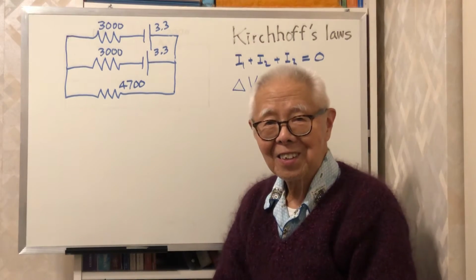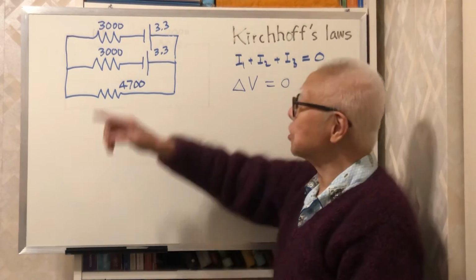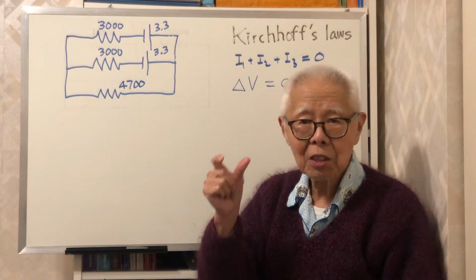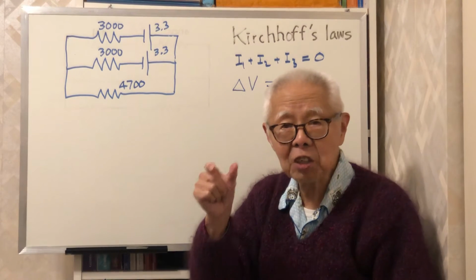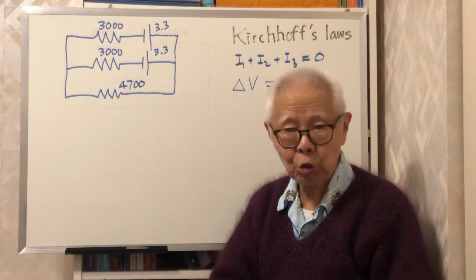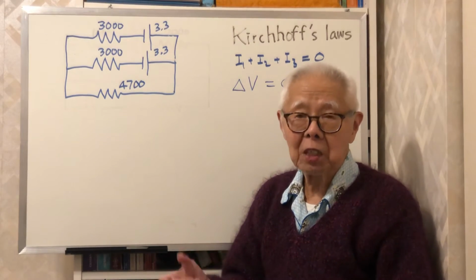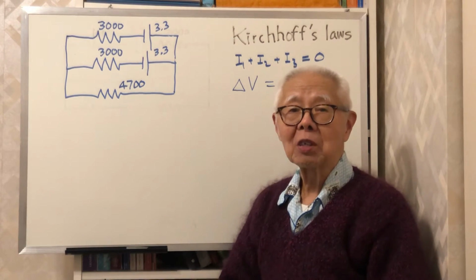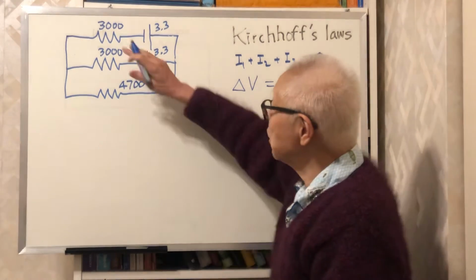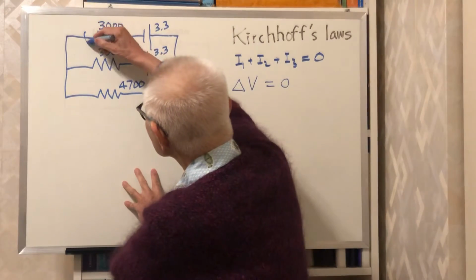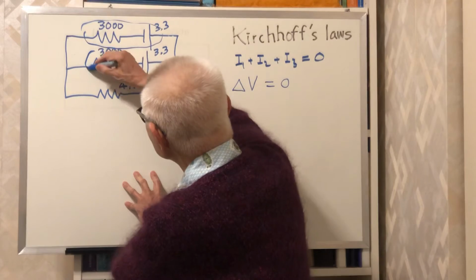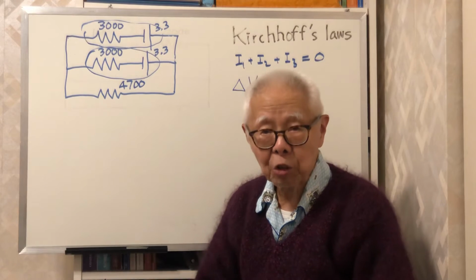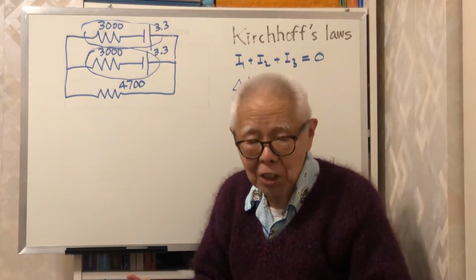Well, let's consider this way. Let's consider this 3000 is not a real resistor. The 3000 is the internal resistance of a battery. You know that a real battery has internal resistance. An ideal battery has no internal resistance. So this is a real battery. And this is another real battery. These two real batteries are identical, and they are connected in parallel.